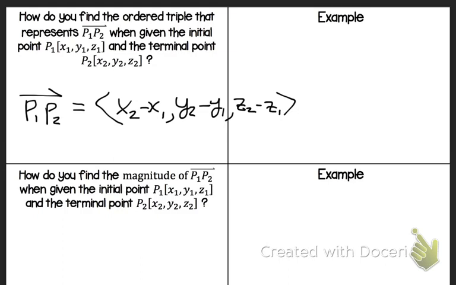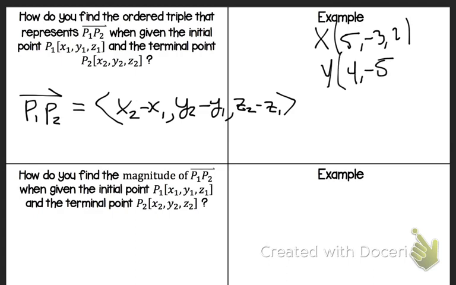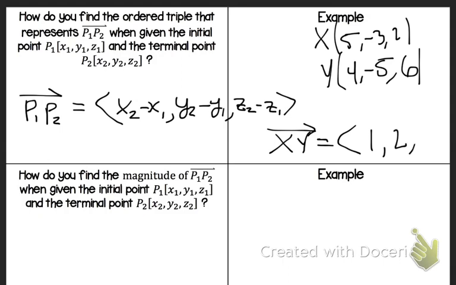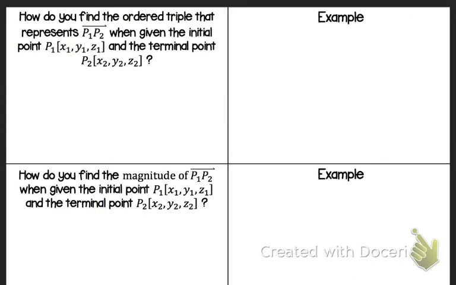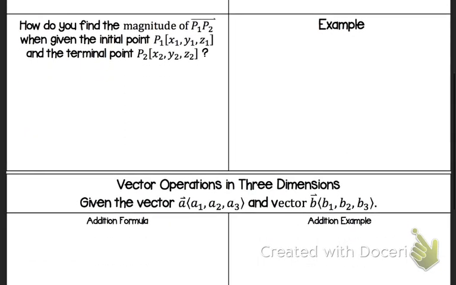Okay, so for example, if we have our point x at 5, -3, 2, and point y at 4, -5, 6. To find our vector xy, so it starts at x, goes to y, we're going to do 5 minus 4, which is 1, -3 minus -5, which is -3 plus 5 is 2, and then 2 minus 6 is -4. So it goes 1 unit in the x direction, 2 units in the y direction, -4 units in the z direction.